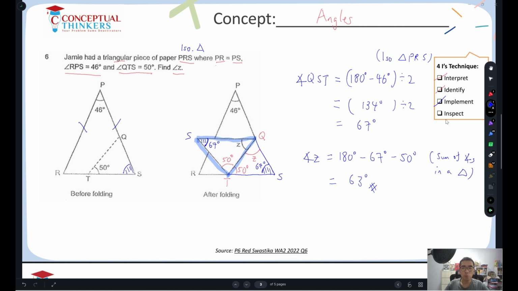Now finally, when you do your inspection, please ensure that you are using all the angles correctly. Don't make any transfer error. Then recheck with your calculator, see whether you are pressing it correctly. Okay, don't be careless with your calculation. So with this, we will consider it as an inspection for this question. So that's all for this question.